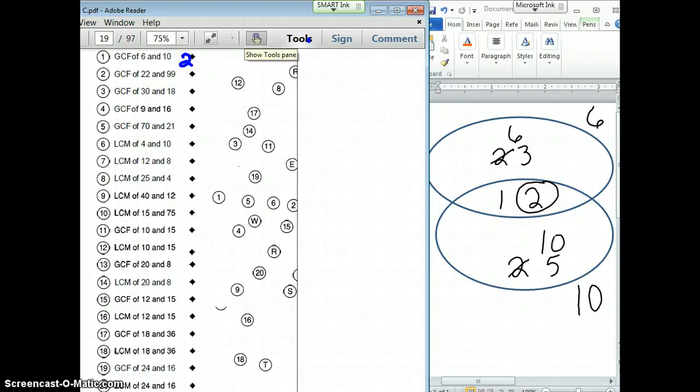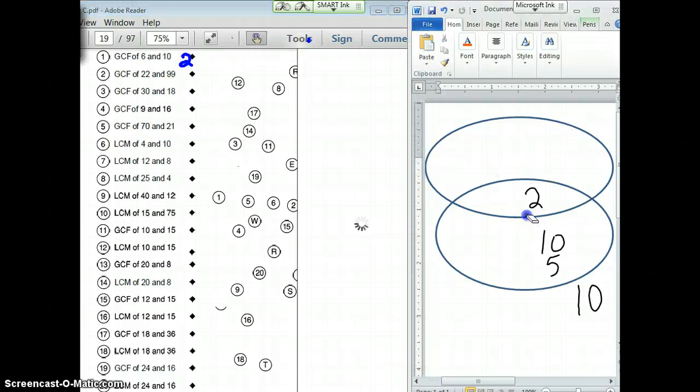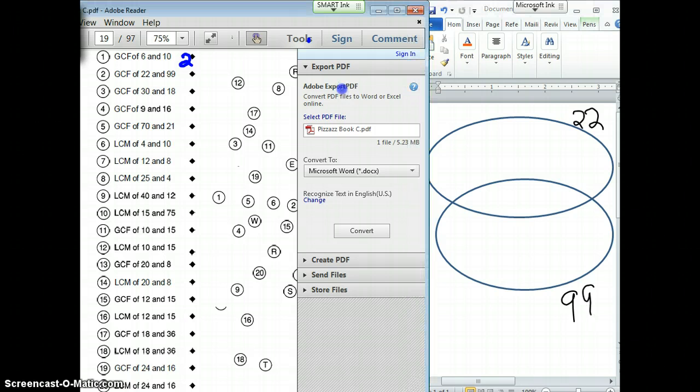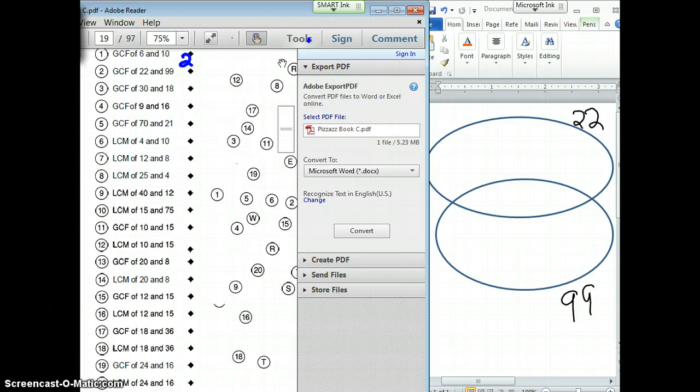Next one is 22 and 99. Common factors between 22 and 99. And again, we are on factors, so we want 22 and 99. Looks like our tools are not going to work out so well here. Let's see if I can get rid of it now. I don't know if I'm going to be able to. Hold on, I'll come back.